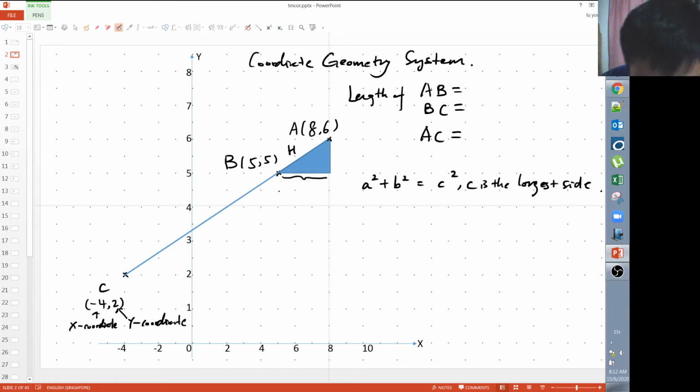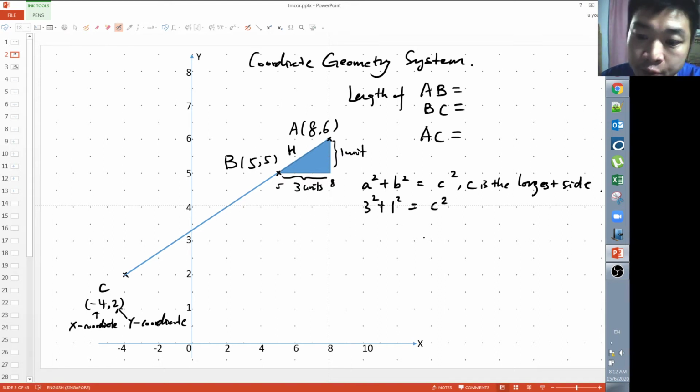So it starts from 5 and it ends at 8. So this is 3 units, right? Alright, so what is the length of this? So it starts from 5, ends at 6, so it's 1 unit. Alright, so just sub in the values. So this is 3 squared plus 1 squared. So that's how you get your c squared. And your c squared is supposed to be 10.